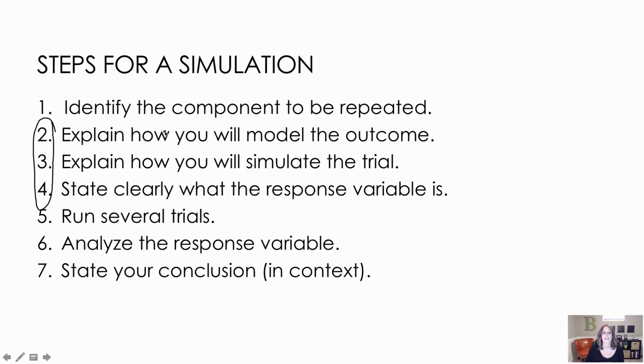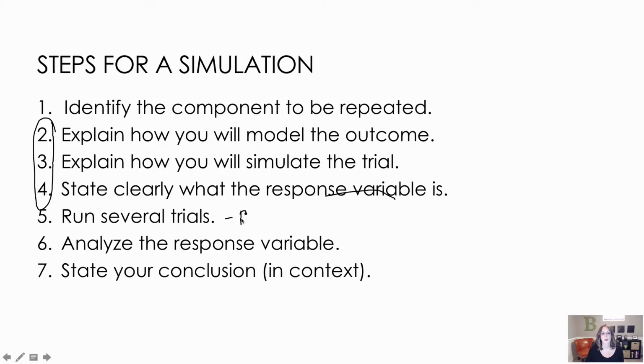But essentially, I'm going to explain how I'm going to model the outcome. So that's where I'm going to say, I'm going to let 00 to 19 represent yellows, or whatever color I used. So I'm talking about that. I'm talking about how I'm going to simulate the trial, basically stating I'm going to choose 5 M&Ms, or I'm going to keep drawing M&Ms until I get one of each color. I'm trying to determine, that's the response variable, how many M&Ms I need to draw before I have one of each color, etc. Then we're actually going to run several trials.